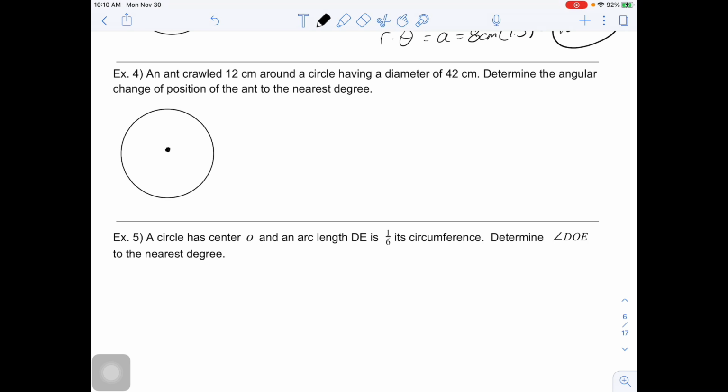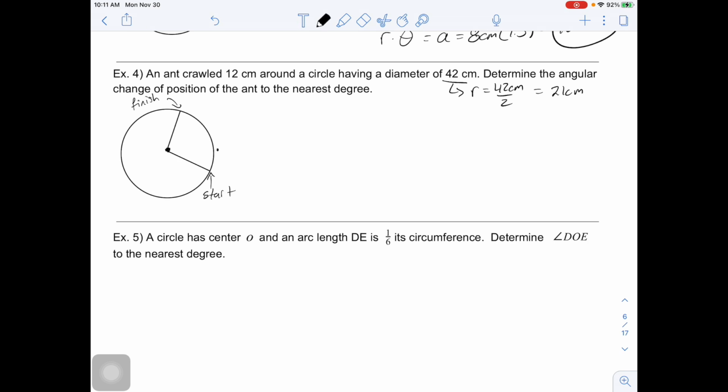What's happening here? Well, an ant crawled 12 centimeters around a circle having a diameter of 42 centimeters. So first of all, we can figure out what the radius of this is by simply dividing this by 2. So that gives me 21 centimeters. So it looks like if we started here, so this is our starting position, and this is our finishing position.